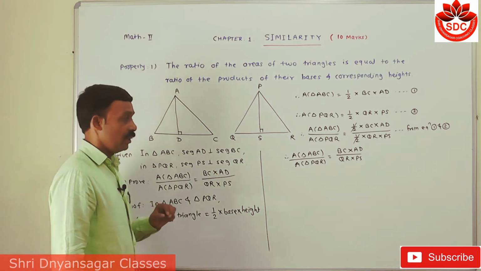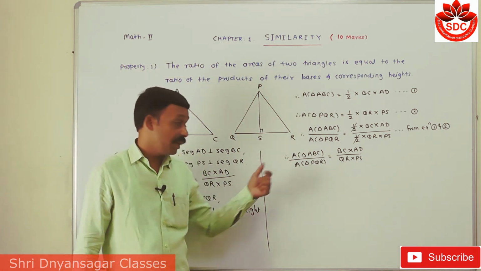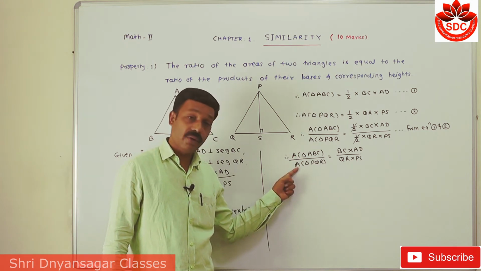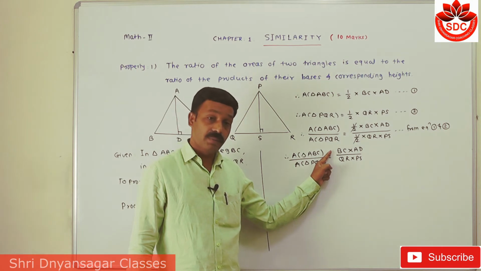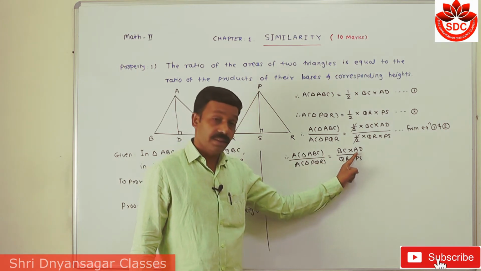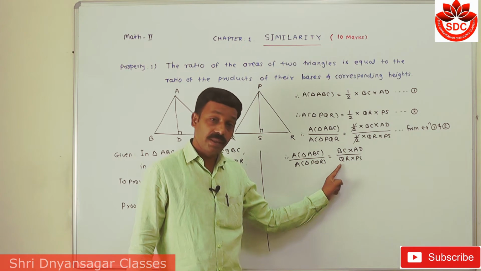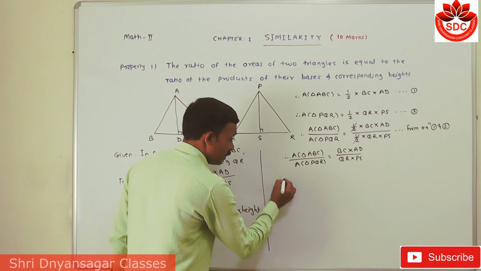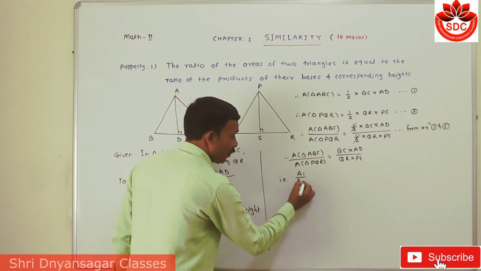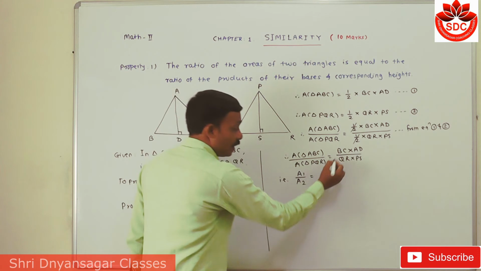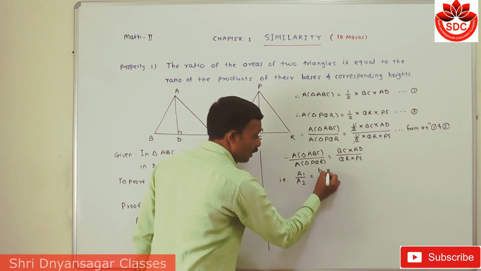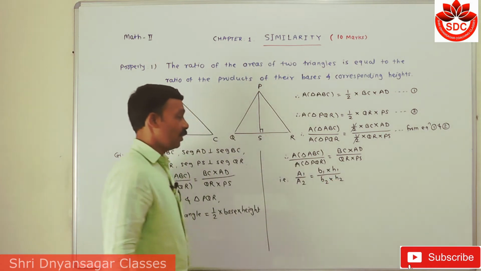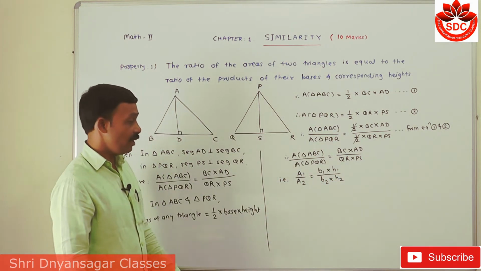Can you understand this? Now students, if we denote the area of triangle ABC by A1 and the area of triangle PQR by A2, the base is B1, height is H1, this base is B2 and height is H2. At that time we write A1 upon A2 is equal to B1 into H1 upon B2 into H2. We can write by using this way also.